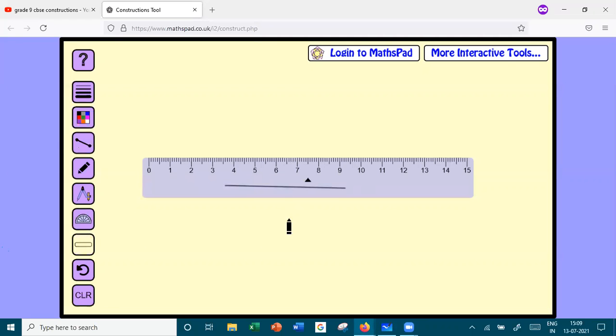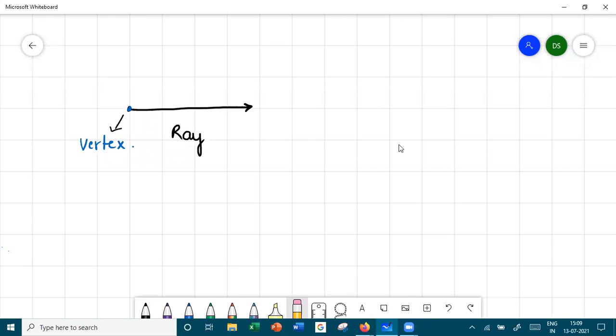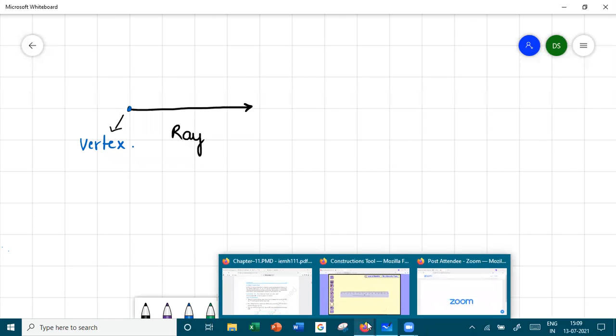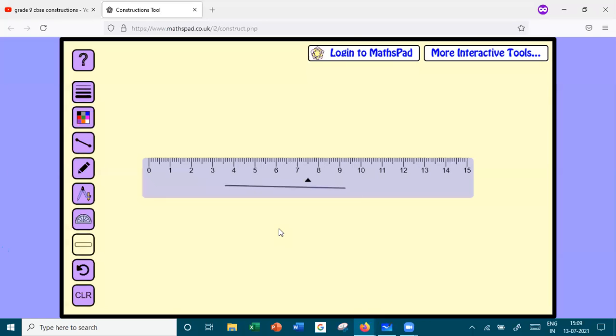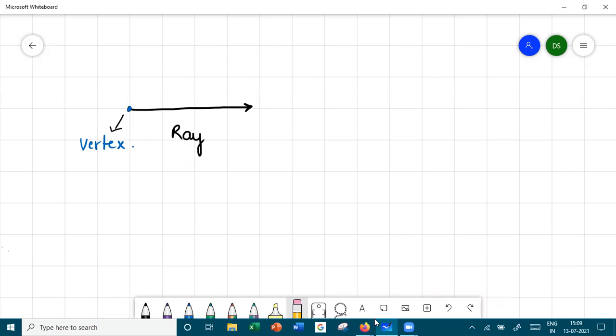Ma'am, what have you done as of now? I'm sorry, I'm a bit late. Oh, hi Suhani. We didn't do much. We just did a little recap of coordinate geometry, as in what is a ray, what is a vertex. That's all. We just started.